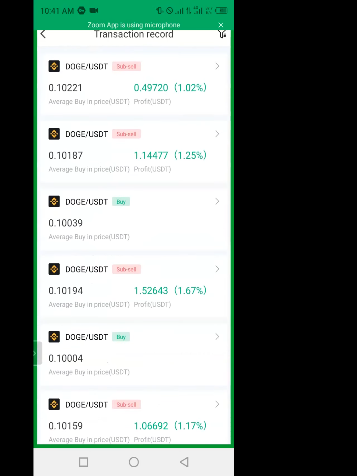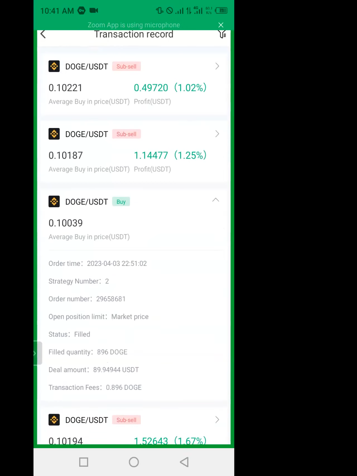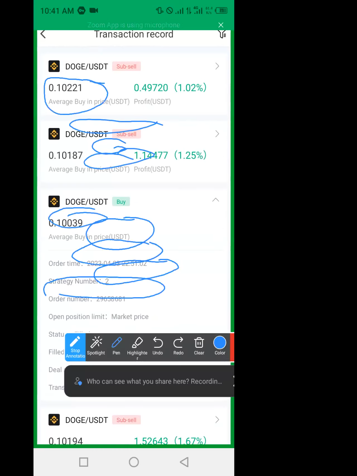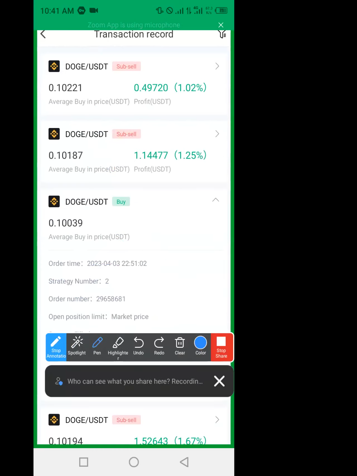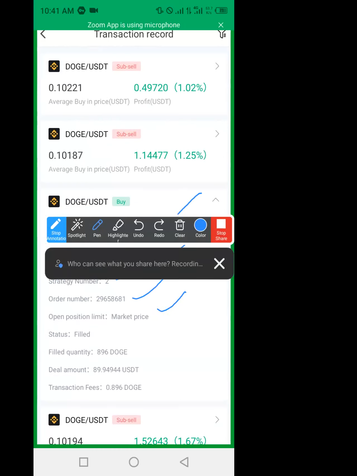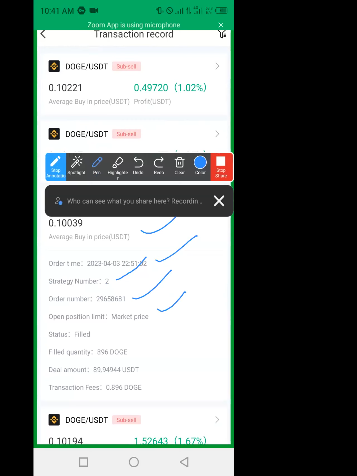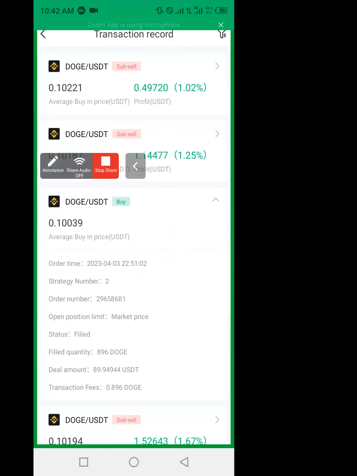Okay. So if it was a buying transaction, you can also look at it. It has also all the details. The average price it was bought at, order time, strategy number, order number, market or open position limit, it was bought at market price, the amount of doji that it bought, how much money it used to buy, and then the transaction fee, it tells you there. Okay, hoping we are fine with that.